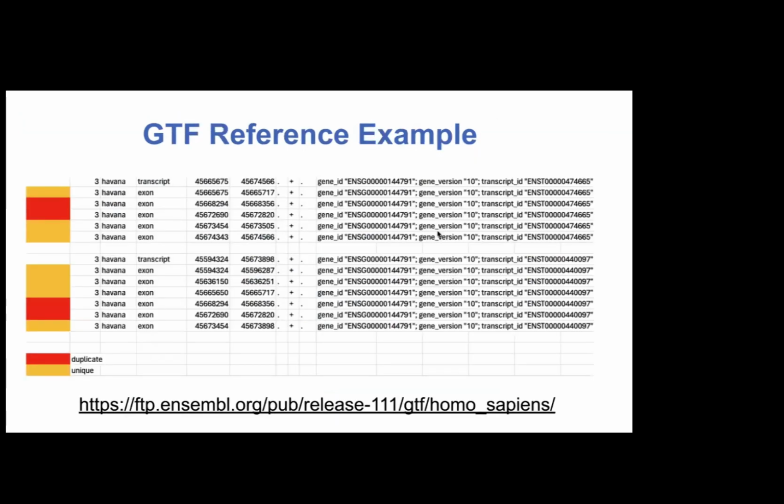Okay, so this is the GTF reference example. This Havana is just a version name. This would be the genome location, like 45 million to 45 million something. And it's an exon, right? Then you can see this is the gene ID, and this is the transcript ID from Ensembl. And then this is the strand orientation. So this is kind of how this looks.